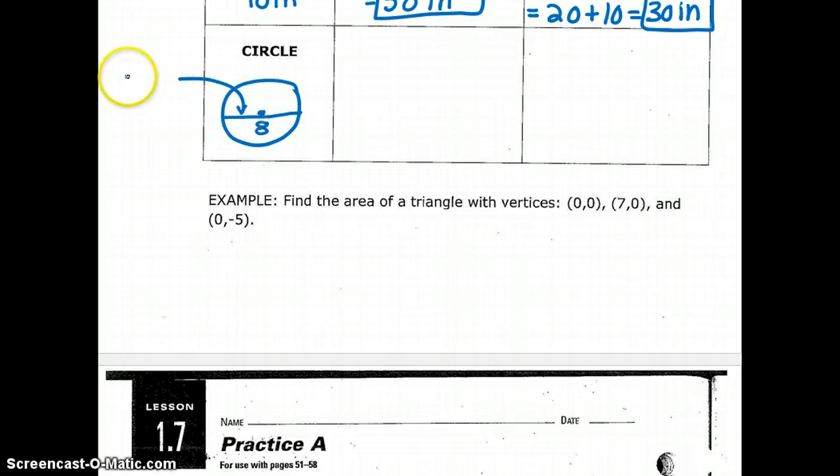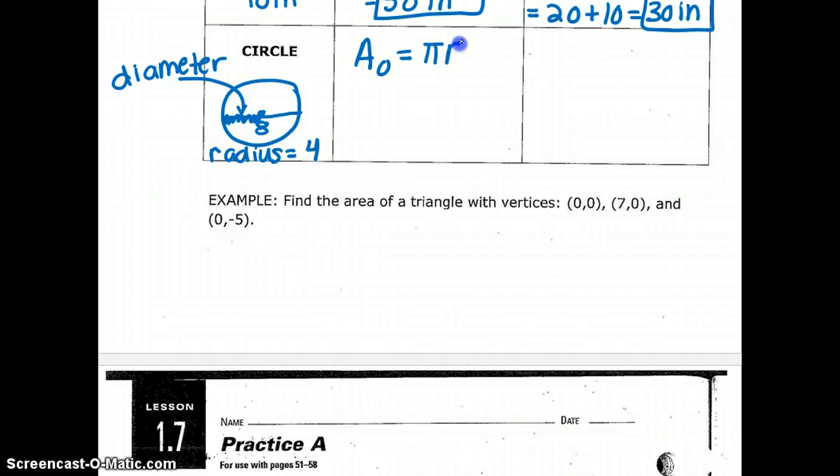The next one we're going to look at is a circle. Here's my circle. I'm going to mark my center, and I'm going to say the diameter, or the distance across here, is 8. So the distance all the way across the circle is known as the diameter, and that distance halfway, just half of that piece there, is the radius. So in this circle, the radius, half of that, is 4.